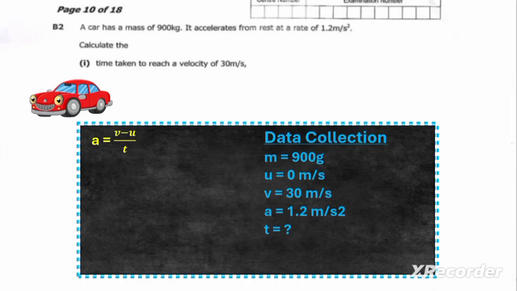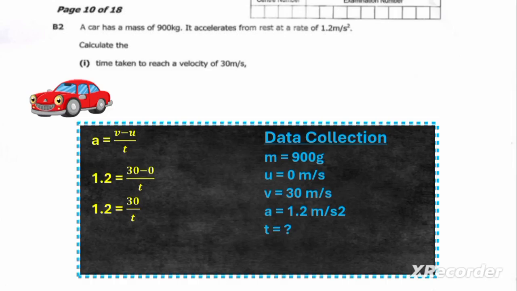So let us plug in the values. Where there is acceleration, we write 1.2. Where there is final velocity, 30 meters per second. Where there is initial velocity, 0 meters per second. Where there is time, time is what we are looking for. We evaluate.